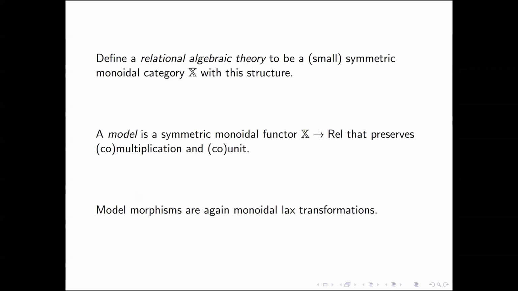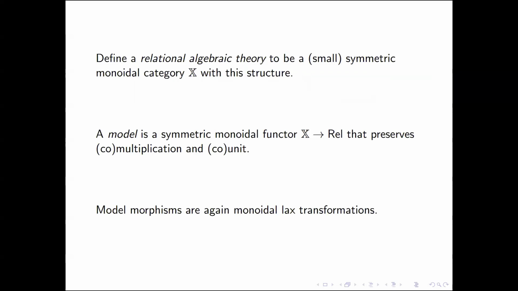And then we do what we did before. I'm going to define a relational algebraic theory to be a small symmetric monoidal category with all that structure we just saw, so a Cartesian bicategory of relations. A model of this is a structure-preserving functor from the theory, that is the category, into the category of sets and binary relations that preserves all that structure. And then again, model morphisms are monoidal lax transformations, where here the inequation is inclusion of relations.